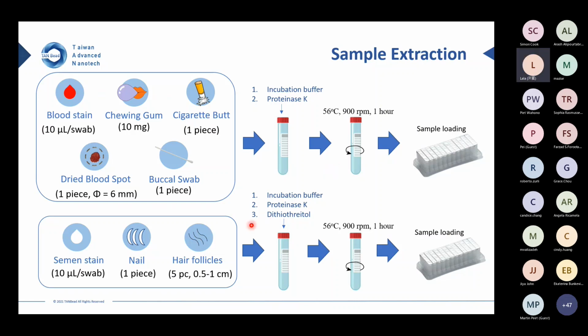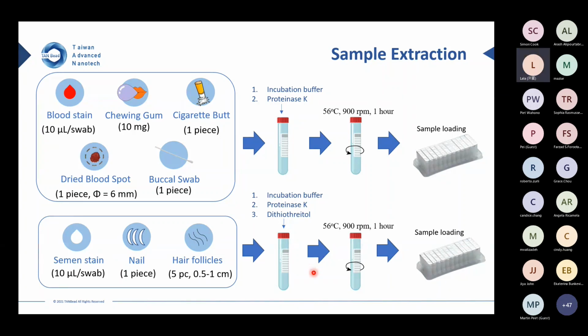Now, for the group of samples on the bottom, we will add incubation buffer, protease, and DTT. Now, DTT is used to break disulfide bonds. So, samples such as semen stain will contain a lot of disulfide bonds on the sperm cell coating. While for nail and hair will contain a lot of disulfide bonds because they contain keratins. So first we would have to break these bonds before we can extract out the DNA.